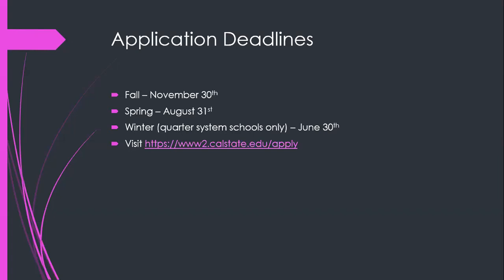When you're ready to apply, you can visit the Cal State Apply website. The link is listed here. I just Google Cal State Apply, and the website will come up. You select that you're a transfer applicant, and that way you're able to begin your application.